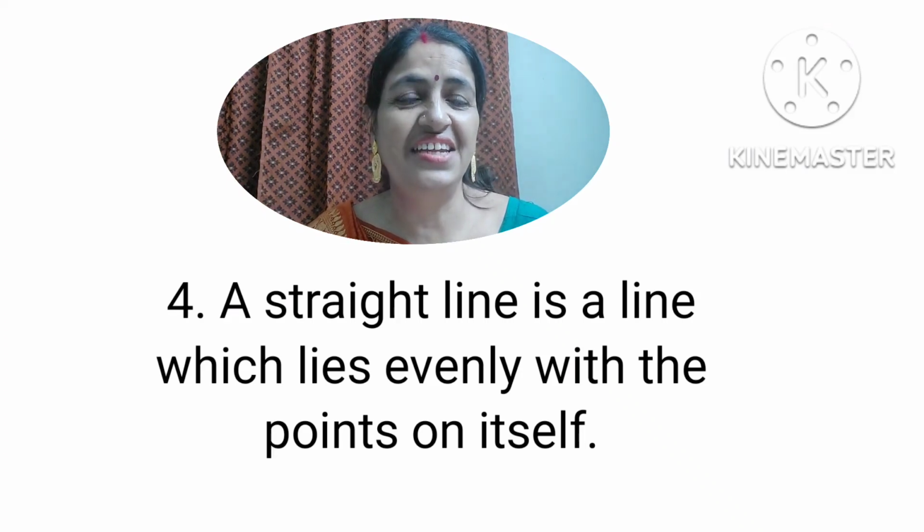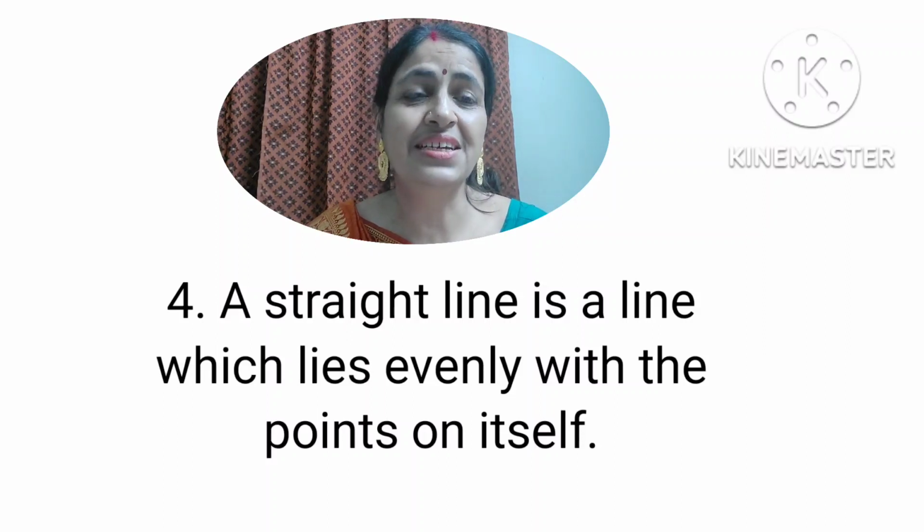A straight line is a line which lies evenly with the points on itself. That means a straight line consists of many points, and all points are on that straight line. This is the meaning of this definition. And we know this is so simple, and all definitions are so simple that we can think these are all known definitions. So, next definition.